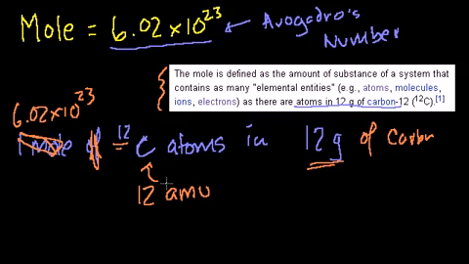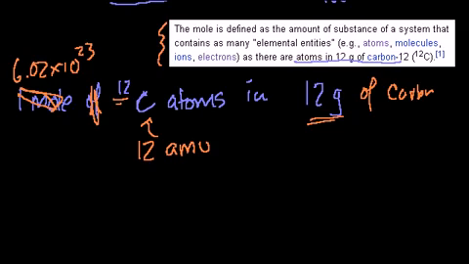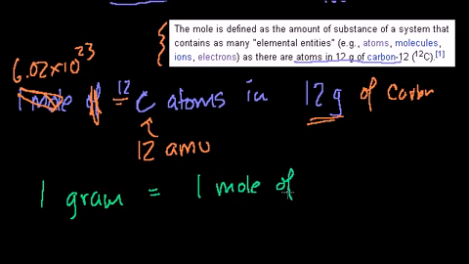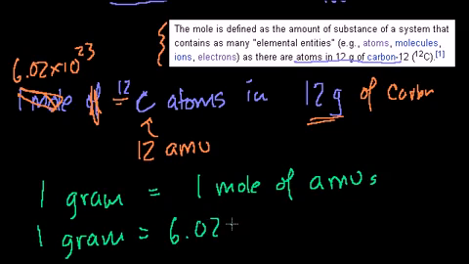So if you have something that has a mass of 12 atomic mass units, and you have a mole of them, or you have 6.02 times 10 to the 23 of them, all of those atoms combined will have a mass of 12 grams. So another way to think about it is 1 gram is equal to 1 mole of atomic mass units, AMUs. Or you could write 1 gram is equal to 6.02 times 10 to the 23 atomic mass units.